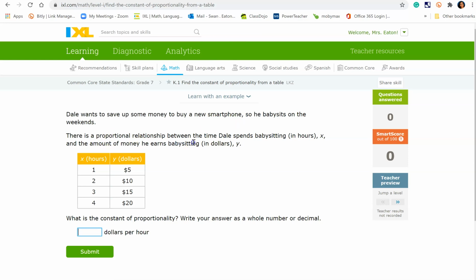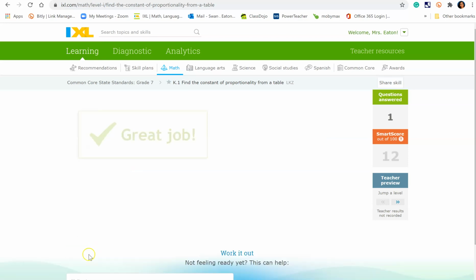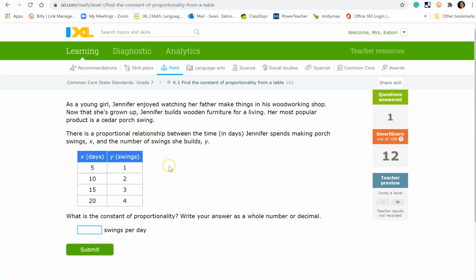Is there a proportional relation between the time Dale spends babysitting, that's in hours, that's your X, and the amount of money he earns babysitting in dollars, which is your Y, right? Now remember, it's asking for dollars per hour. That's Y over X. Why'd the cop pull you over? Y. Y on top. So 5 over 1. So how many dollars per hour? $5 per hour.